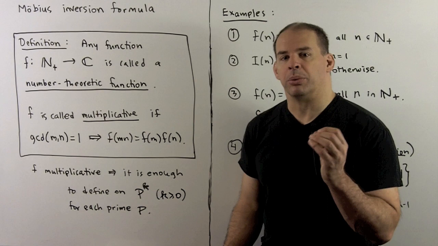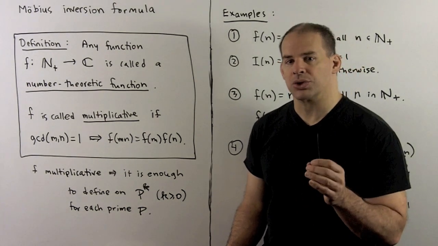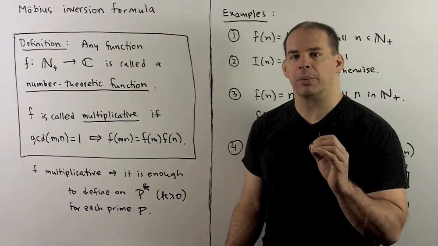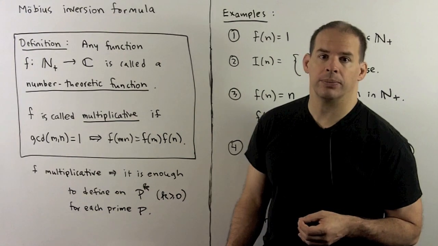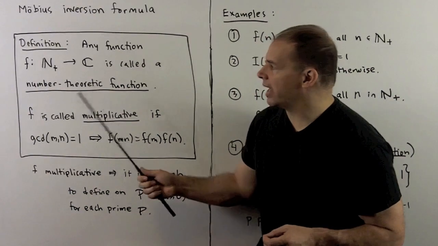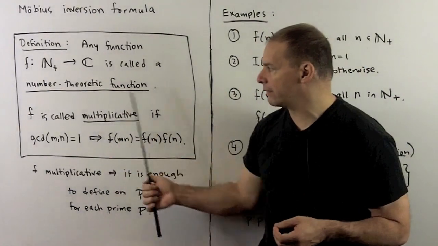Here, we give a brief introduction to the Mobius inversion formula. This result properly belongs to a number theory course, so we're just going to give the basic approach, leaving the general theory to that course. To begin, definitions. We'll say any function from the positive integers to the complex numbers is a number theoretic function.